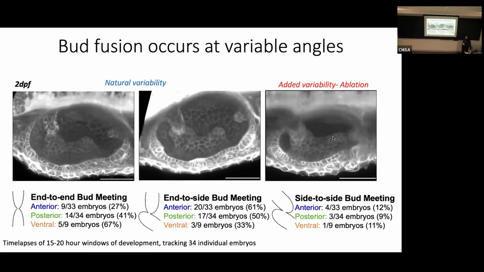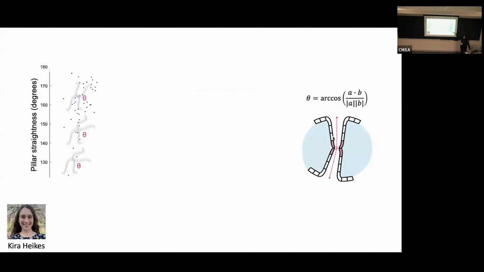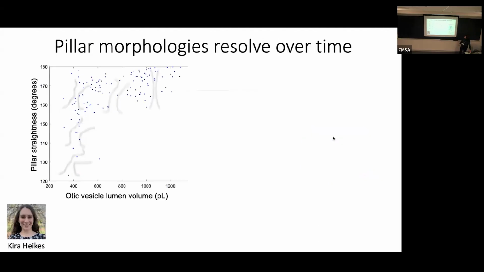Another thing that I want to highlight here is that the buds, I told you, are meeting at different fusion zones, but that is also a consequence of the angles at which they're meeting. There is a large amount of variability in the angles at which they're meeting. And the pillars they form also have this wide variety of structures. What we find is that they all get resolved over time. And this, again, we are not using time here, but we're using lumen volume as a metric of time to be able to plot a lot of these pillar straightness angles, and we find that this variability dramatically decreases.